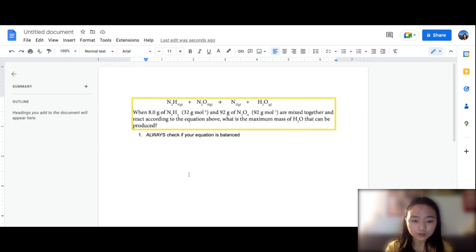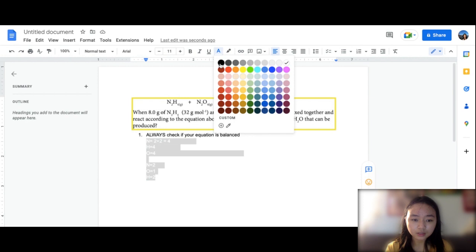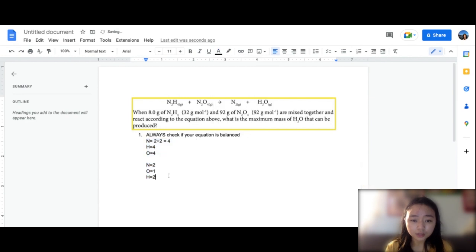And over here, as we can see, you have 4 nitrogens on the reactant side, 4 hydrogens on the reactant side, 4 oxygens on the reactant side, and on the product side, we have 2 nitrogens, 1 oxygen, and 2 hydrogens. So since this reaction is a chemical transformation, there should always be conservation of mass. And that means the number of atoms on both sides of the equation should be equal. So now we should balance our equation.